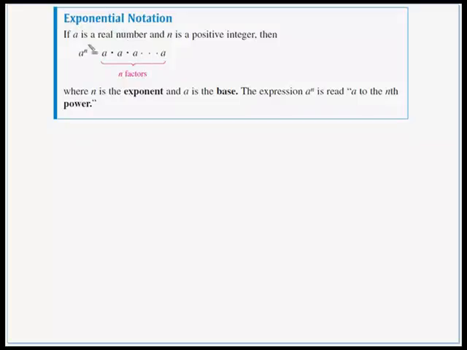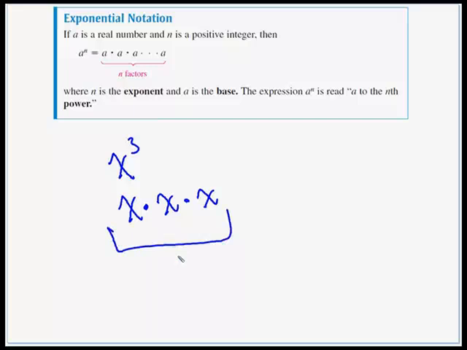Exponential notation: if a is a real number and n is some positive integer, then a to the nth power is a times a times a, n times, whatever n is, where n is the exponent and a is the base. The expression a to the n is read as a to the nth power. Again, if you have x to the third, that is just x times x times x, 3 times.